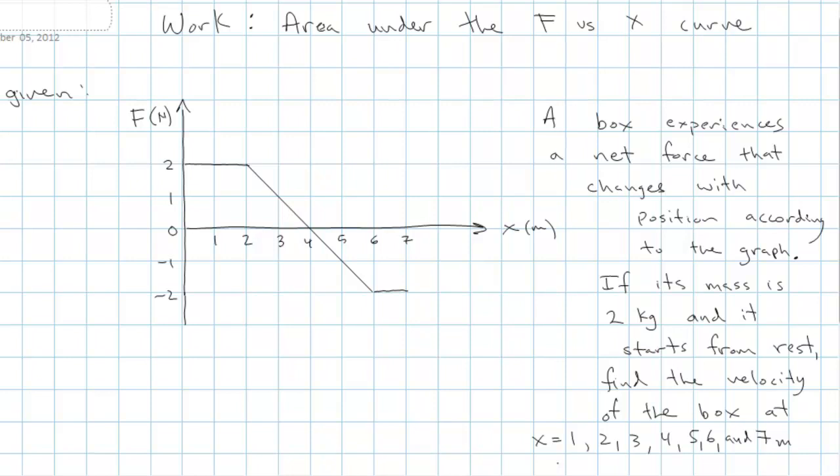Here's a problem I'd like you to try. A box experiences a net force that changes with position according to this graph. If its mass is 2 kilograms and it starts from rest, find the velocity of the box at 1, 2, 3, 4, 5, 6, and 7 meters. Go ahead and pause the video, give that a try, and then we'll work through the solution.